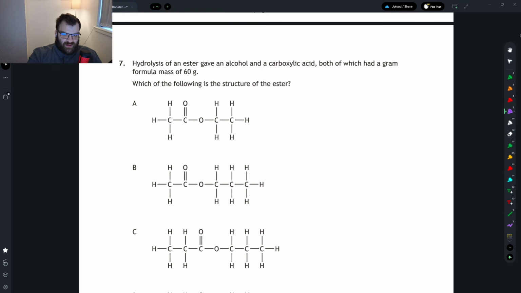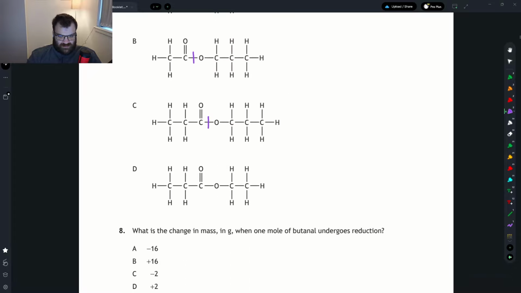Okay, so here we've got the information about a hydrolysis reaction, which is where the ester would have been split up. So it breaks between the C double bond O and the O, like so.